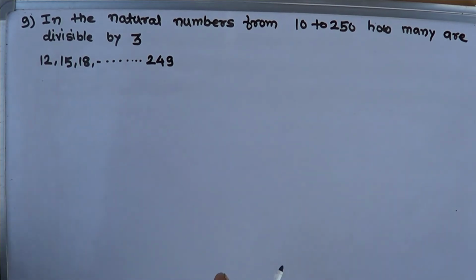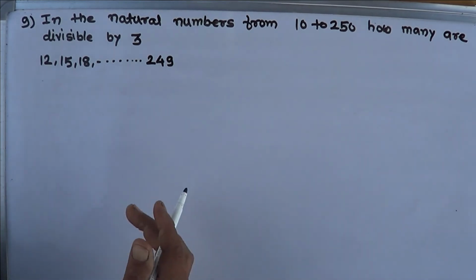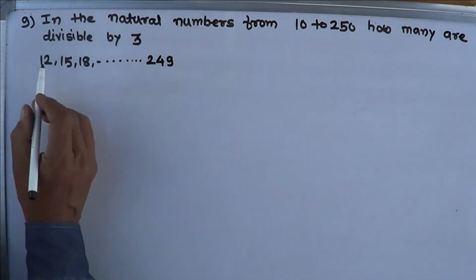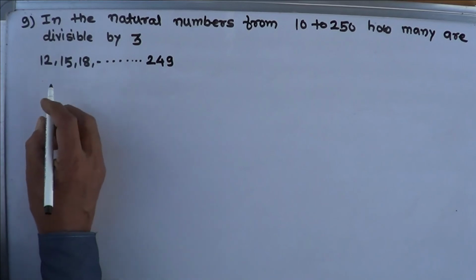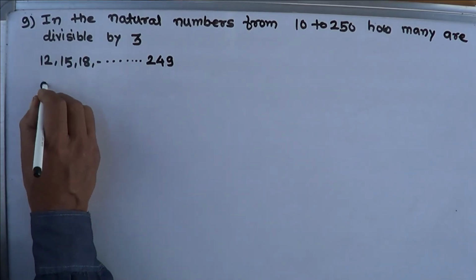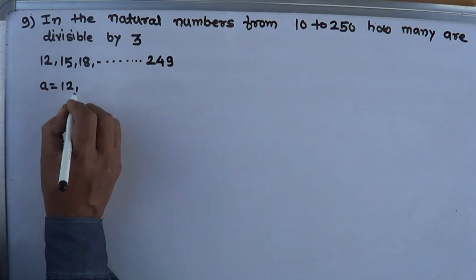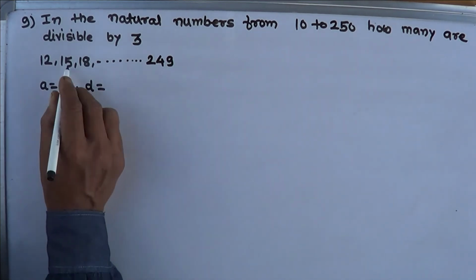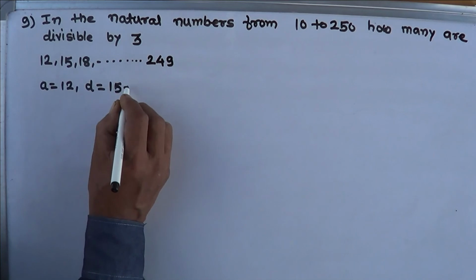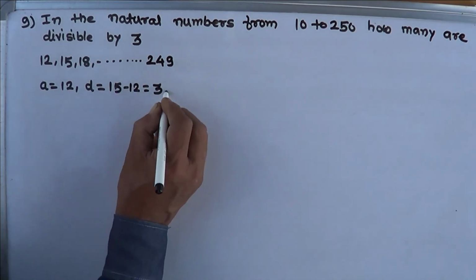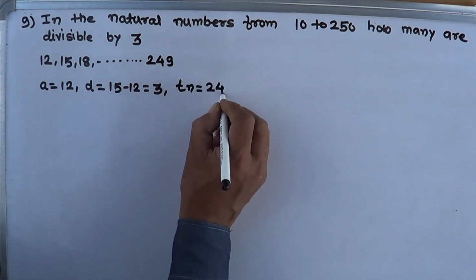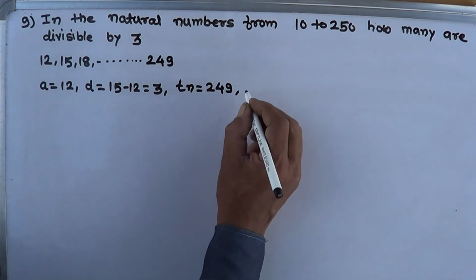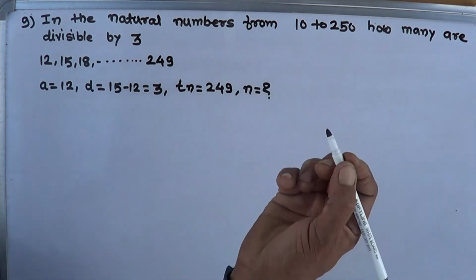Now we have to find out how many numbers are there. So we will write the value of a and d. This is our a, the difference between two numbers is d, and this is our tn. So a is equal to 12, d is equal to 15 minus 12, that is equal to 3, tn is equal to 249, and we have to find out the value of n.